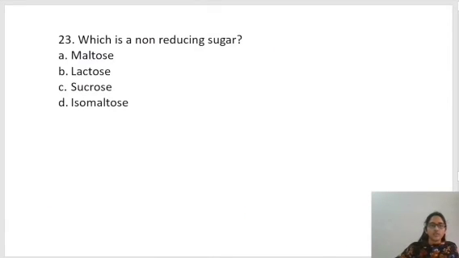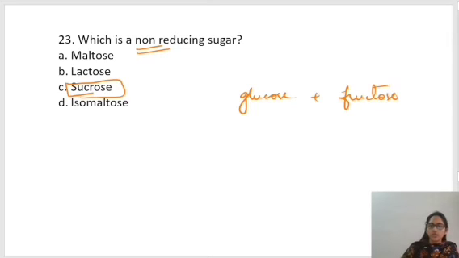Now, which is a non-reducing sugar? Non-reducing sugar is sucrose. Why is it sucrose? Because sucrose is made of glucose and fructose. The functional group of glucose, it's an aldose, and fructose is a ketose. Both of them are connected in the case of sucrose. So the functional groups are not free to reduce the Benedict's reagent. So this is a non-reducing sugar. Whereas maltose, lactose, isomaltose and glucose are all reducing sugars.